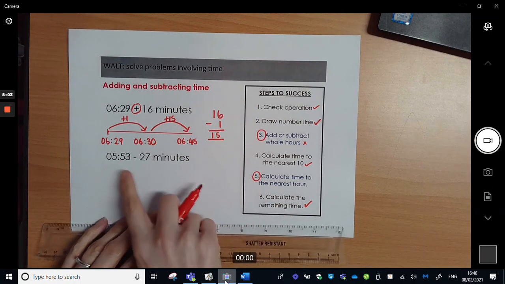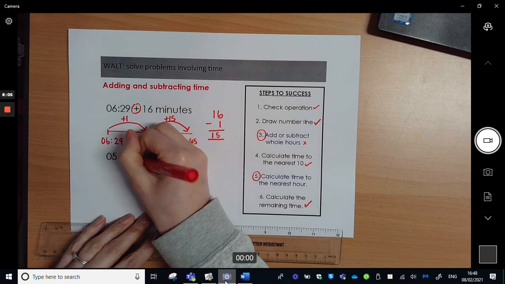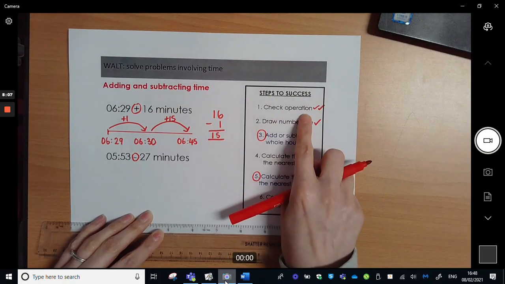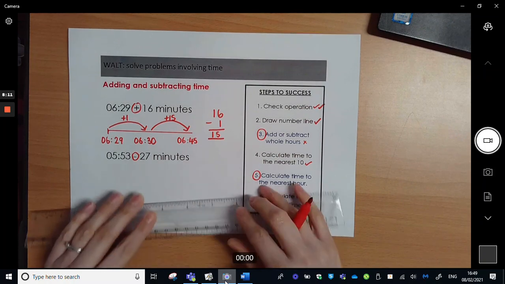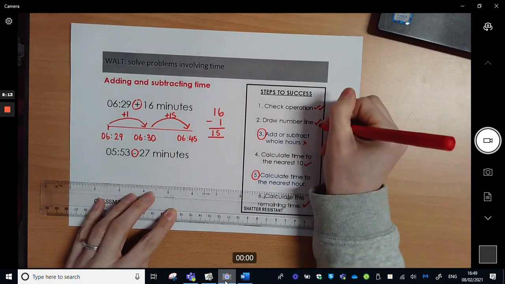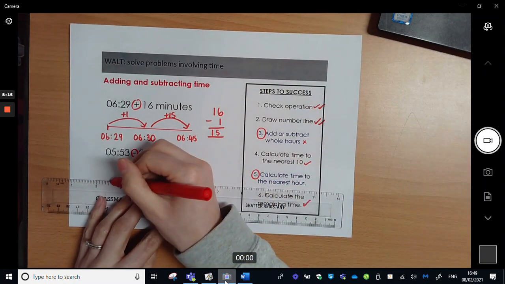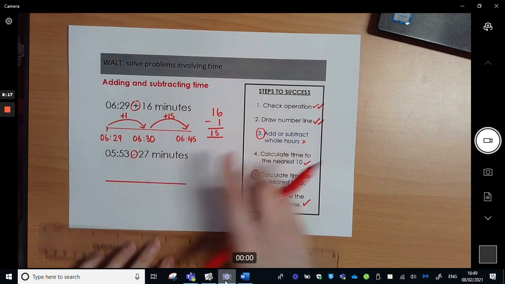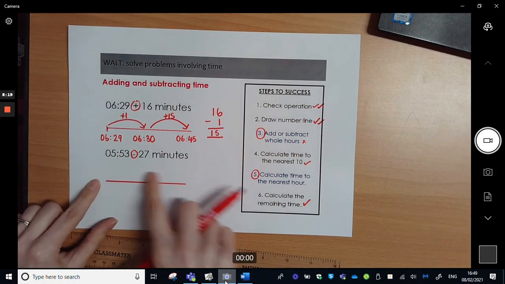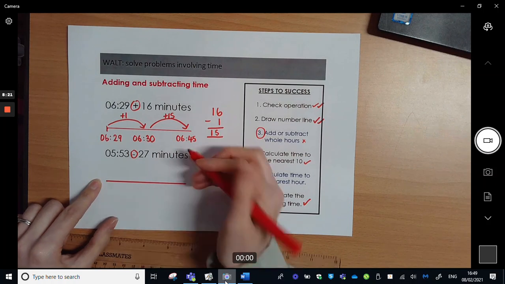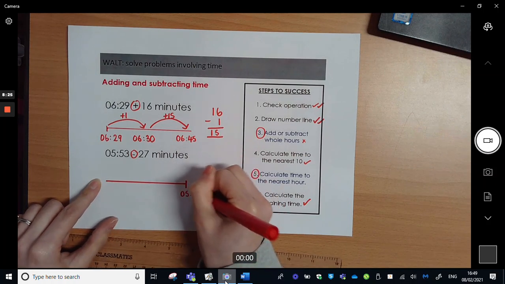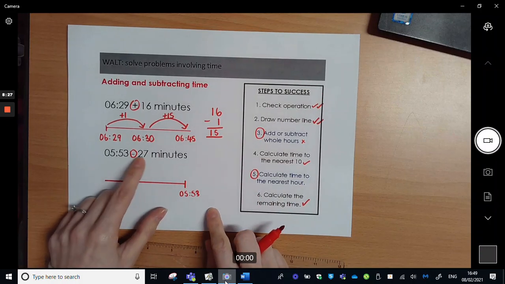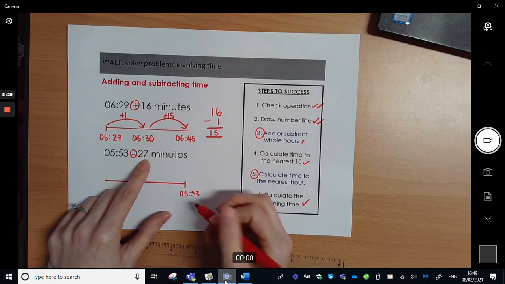So again, I'm going to circle my operation for step 1. So I know it's subtract. So I'm going to be going backwards if I'm subtracting. So I'm going to draw my number line for step 2. And this time, because I'm going backwards, so I don't get confused, I'm going to start on this side of my number line. So I'm going to label this 5:53. I'm doing 5:53 subtract 27 minutes.